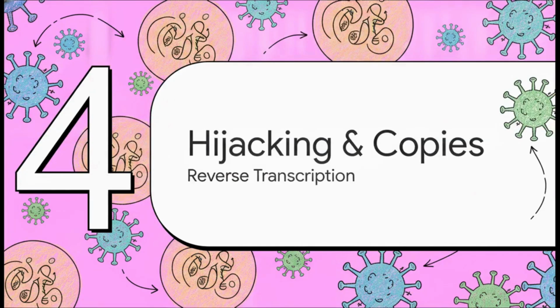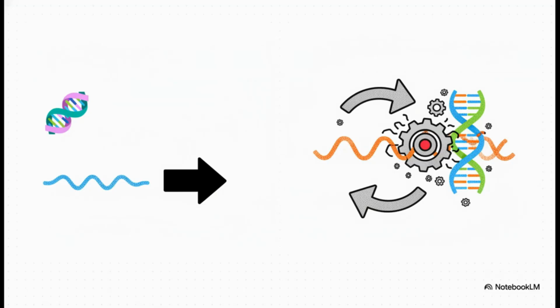That brings us to Section 4, hijacking and making copies, reverse transcription. Because once it's inside, the intruder must overwrite the cell's operating system to illegally manufacture copies of itself. Notice the stark contrast in how this operates?